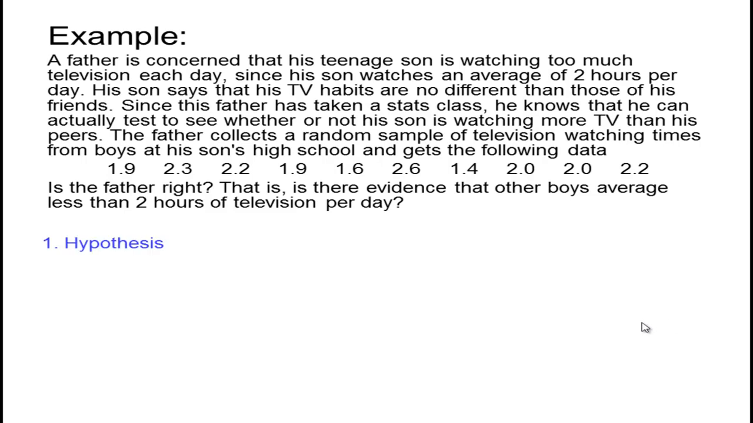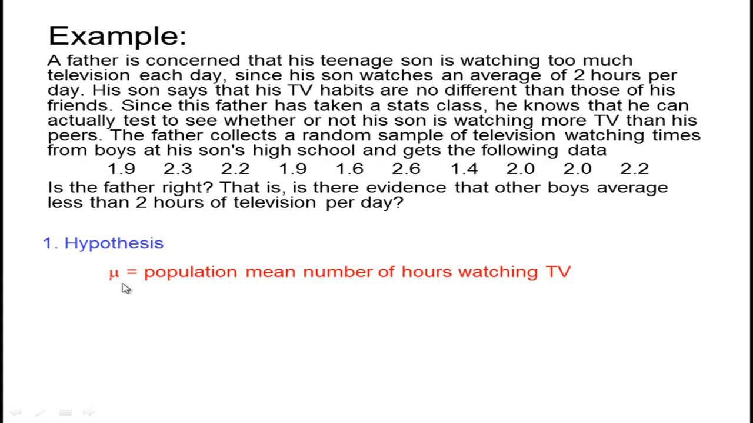So our hypothesis is mu equals the population mean number of hours watching TV. The null is mu equals 2 hours, and our alternative is mu is less than 2, because in the problem it says, is there evidence that other boys average less than 2 hours? So they're talking about the alternative.